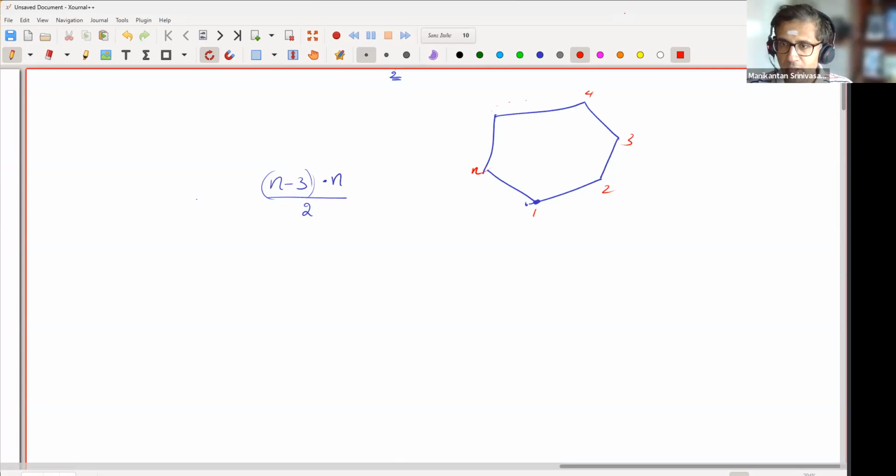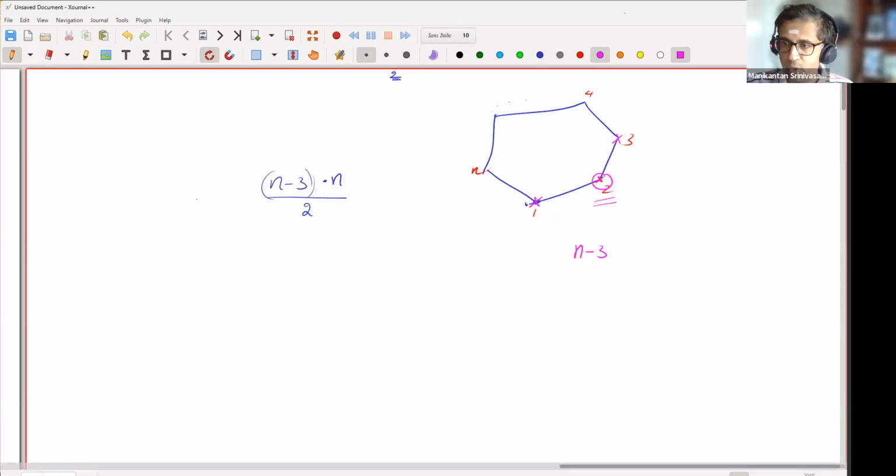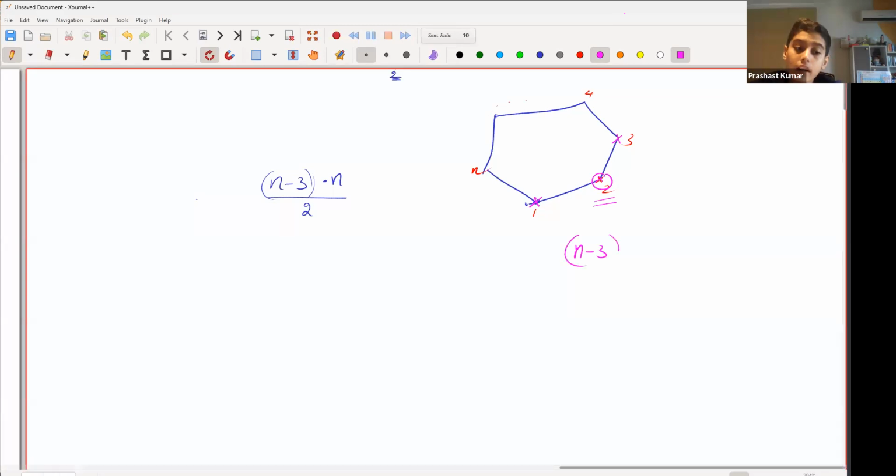Now, if I take any one vertex, for example, vertex number 2, then I cannot draw a diagonal from 2 to 2 itself. I cannot draw a diagonal from 2 to 3. I cannot draw a diagonal from 2 to 1. So as far as 2 is concerned, you can draw n minus 3 diagonals originating from 2 because there are a total of n vertices. Okay, does this make sense, Prashast? Yes.